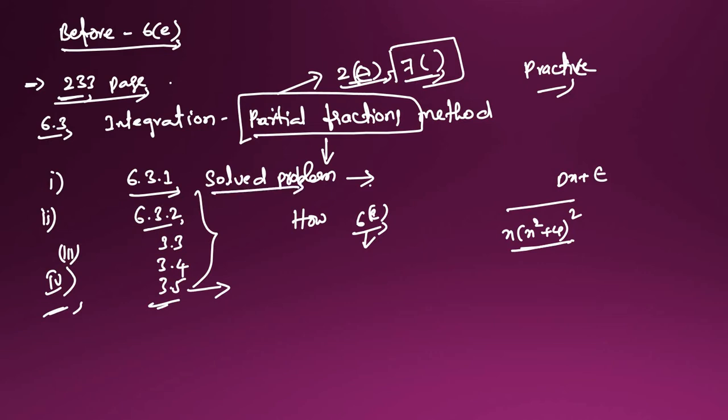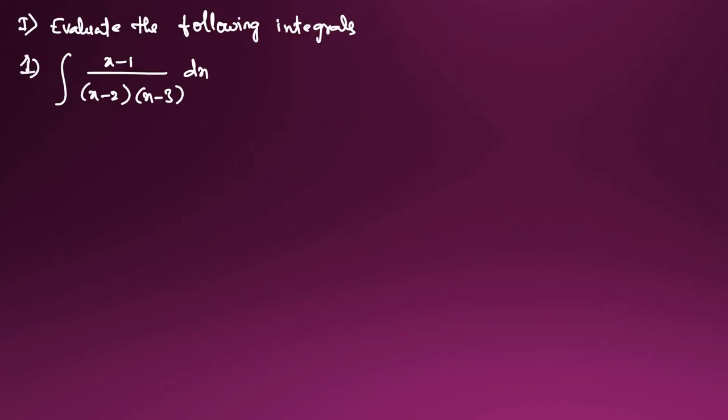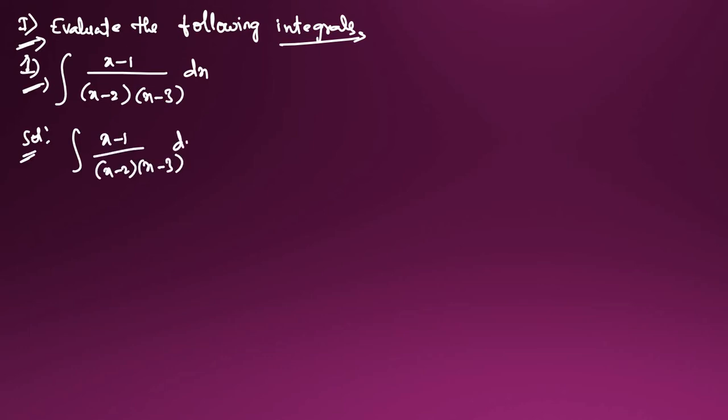Now start with the first question here. Section 1, first question. What is given: evaluate the following integral. The first one is given here, and we have to find the solution. Given that (x minus 1) divided by (x minus 2) into (x minus 3), into dx, is equal to. First I will take this one.